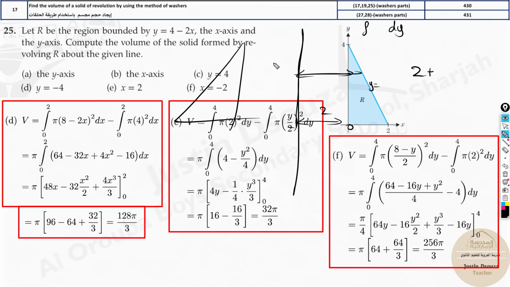Along the y-axis, this rotation, see vertically. So we need to rearrange this equation; it would be x = (4 minus y) by 2. So this would be the thing. Now what we can do is solve it up, or you can use it directly in the calculator. So you can see this is the outer radius.